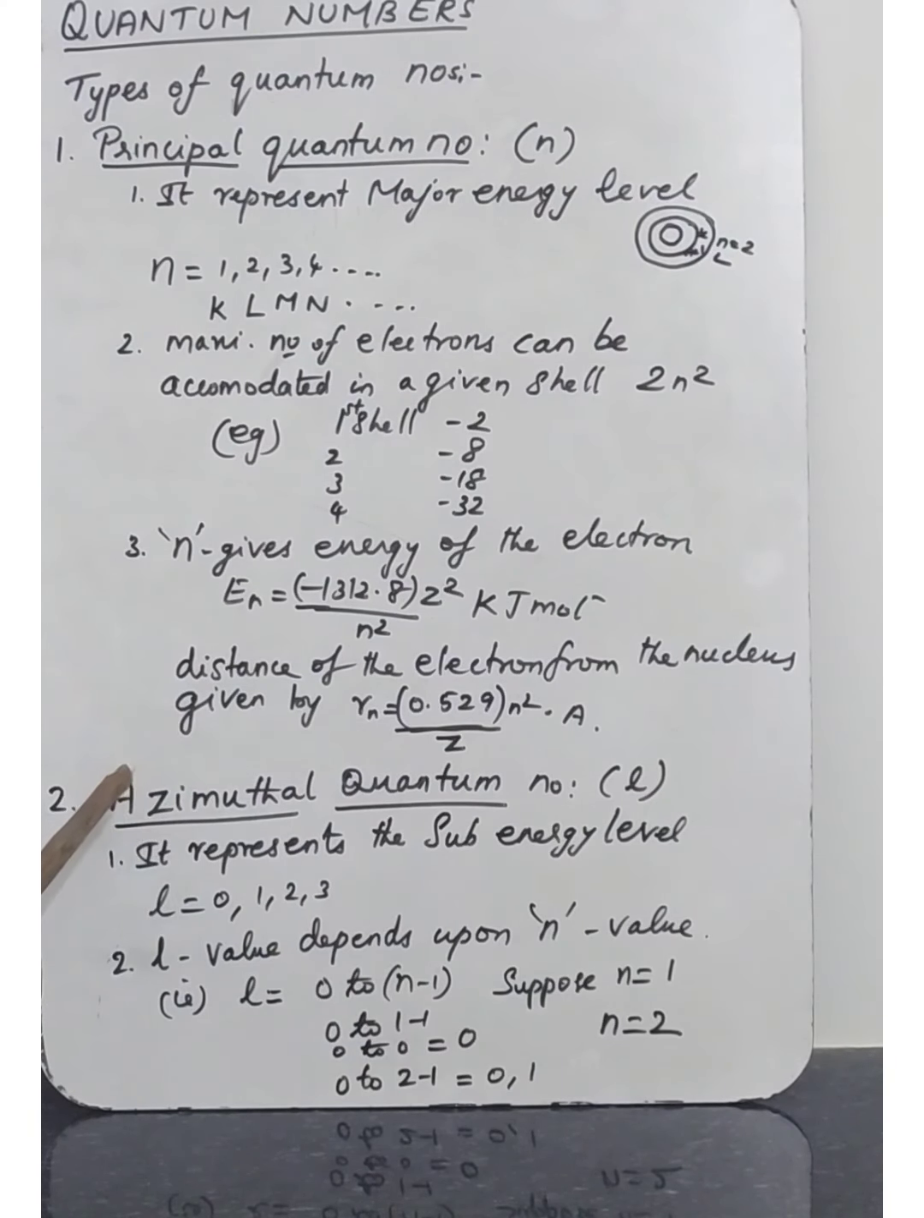Next one. The principal quantum number, you have to keep it in your mind: it represents the major energy level. It is given by the symbol small n. If n value is equal to 1, it is the K shell, the first shell. If n is equal to 2, it is the second shell, the L shell.